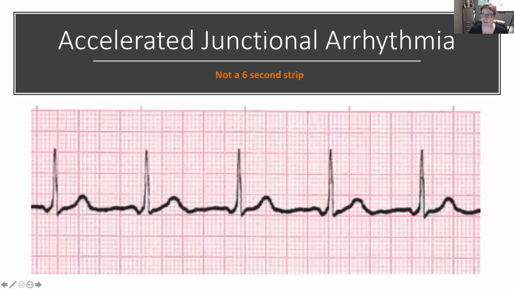Looking at the accelerated rhythm, you can see that it is coming at a much more regular frequency than the junctional escape. Now this is not a 6-second strip, so I would have to do my calculation. Let's just see, 300, 150, 175. We're at about 70 beats per minute with this rhythm. And what you should notice is there's an inverted P wave right before that QRS, and that PR interval is less than 0.12. So in this particular rhythm strip, we do have a P wave that's inverted, and then we have our QRS and our T.